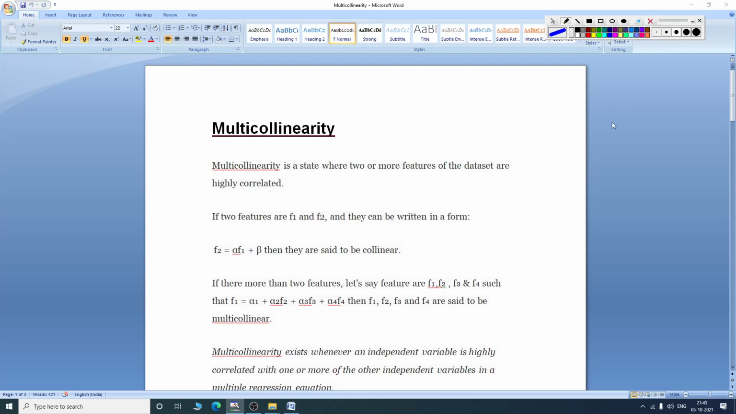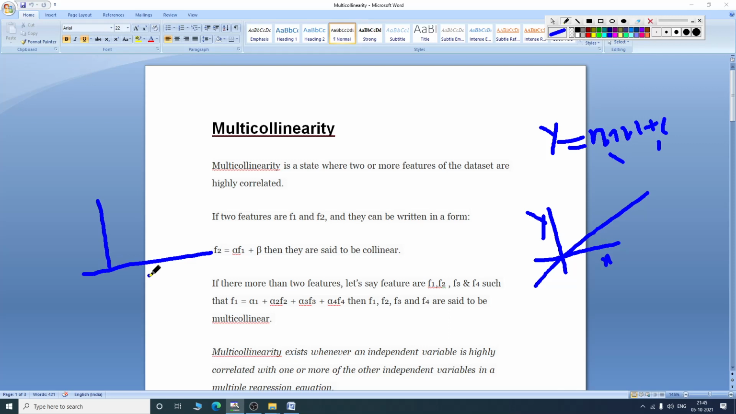Why are they collinear? Because it is the equation of a straight line, which can be written as y equal to mx plus c, where m and c are constants. As m and c are constants, we are representing y equal to mx plus c as a straight line. So this is your x axis, this is your y axis. Same way, we can write f1 and f2 like this: this is your f1, this is your f2. So this should be some equation of a straight line like this, so they are said to be collinear.